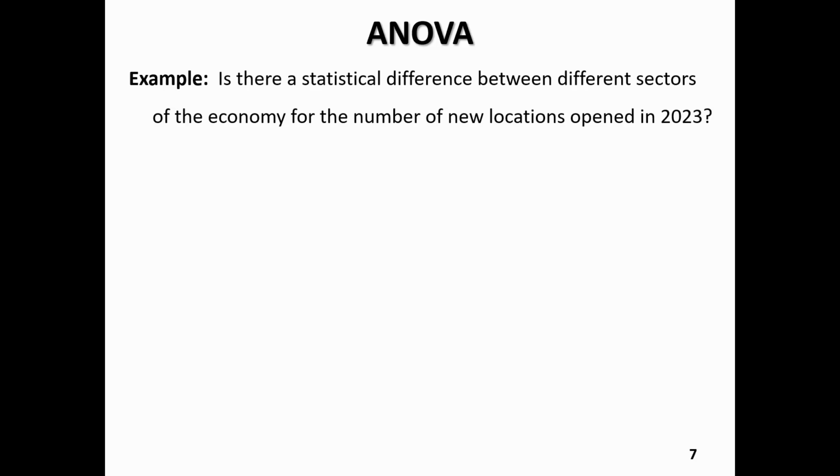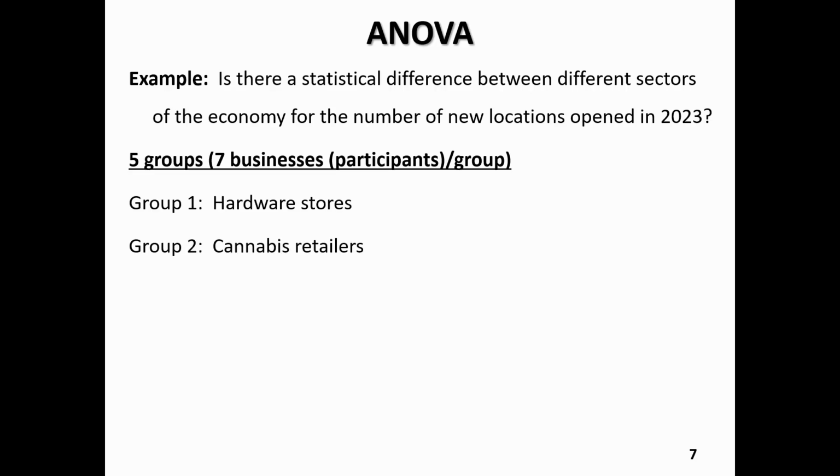In this video, we're going to continue our coverage of ANOVA by working a very specific example. In this example, we're going to examine if there is a statistical difference between different sectors of the economy for the number of new locations opened in 2023. Now, these are fictional data, but they represent the opening of businesses across these different sectors.